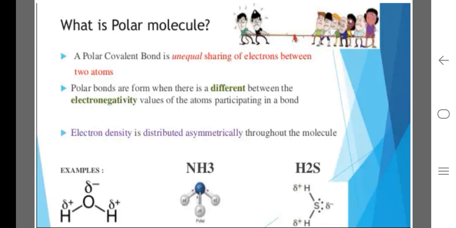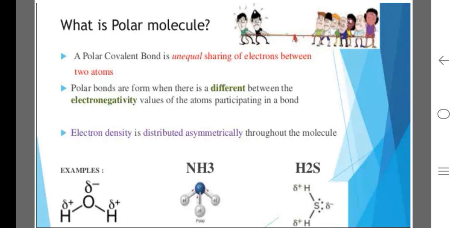meaning that polar bonds are formed when there is a difference in electronegativity. The covalent bond formed by two atoms is one in which electrons are mutually shared, but both atoms have different electronegativity. What is electronegativity? The ability of an atom to attract a shared pair of electrons towards itself. This is called electronegativity. This is the force that enables an atom to attract the shared pair of electrons towards itself.